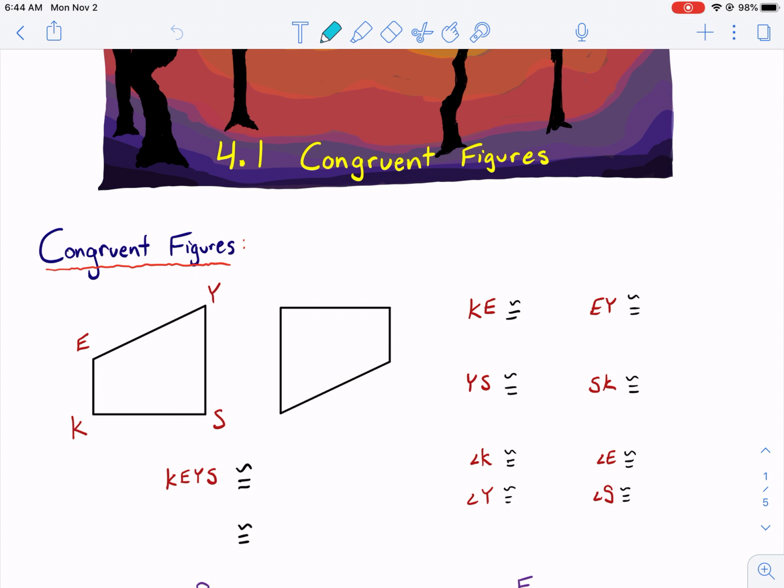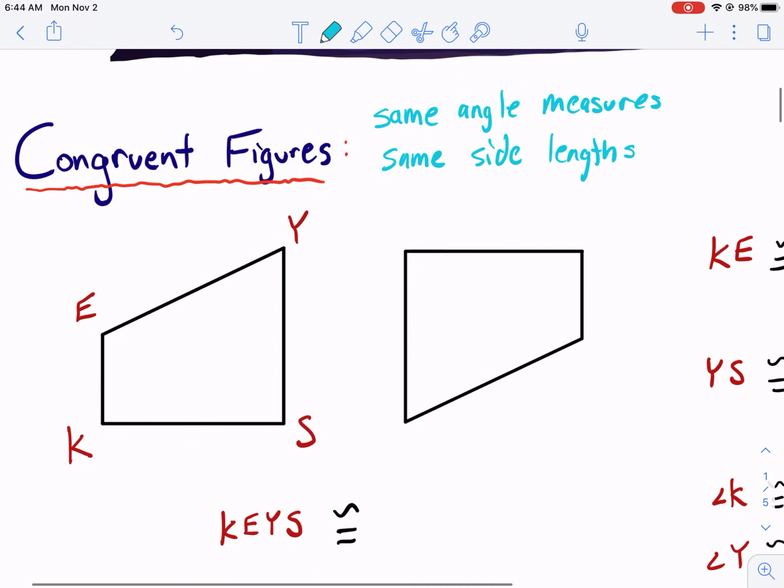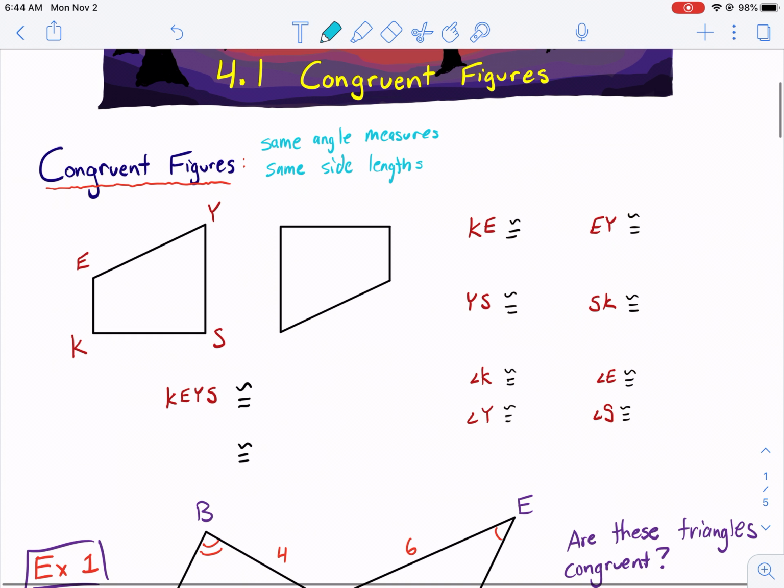A congruent figure, if we're looking here, these might be said to be congruent. But why? Because they have the same angles and same side lengths. Actually, I'm going to change this to angle measures because they have to have the same measure. Okay, so same angle measures and the same side lengths. There we go. So that's congruent figures.